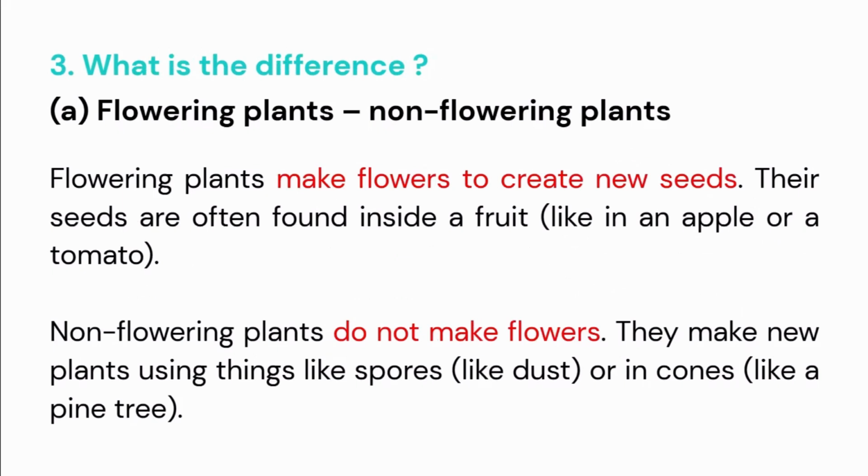Next question. The third question is: what is the difference? The first one is flowering plants and non-flowering plants. The basic difference is that flowering plants make flowers to create new seeds. Their seeds are often found inside a fruit, like in an apple or a tomato. Non-flowering plants do not make flowers. They make new plants using things like spores or cones.